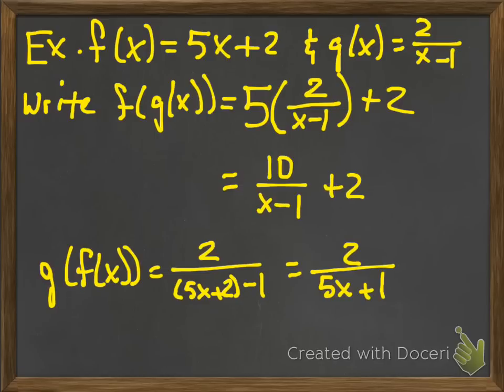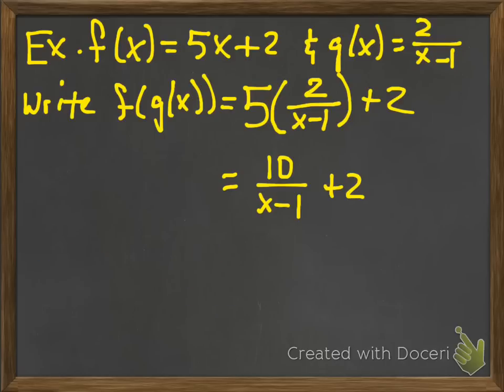Okay, so I skipped a little bit here by accident. So distributing the 5, all you can do is say 5 times 2, that's 10. 10 over x minus 1 plus 2. That's all I can do. There's nothing else I can do. So f g of x is 10 over x minus 1 plus 2. The composite of f of g.